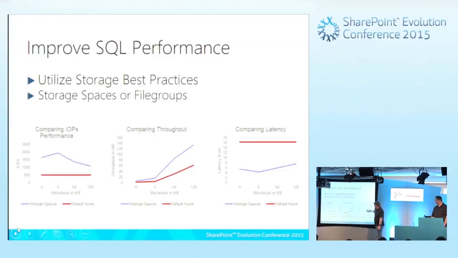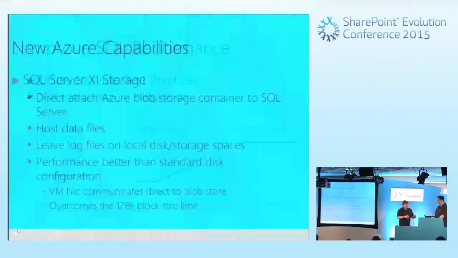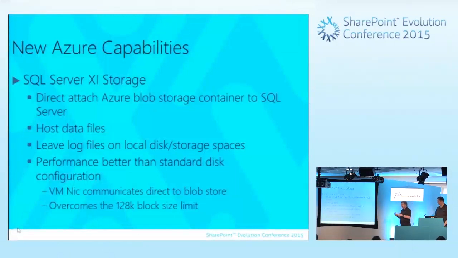Storage spaces and latency. Standard latency on an Azure disk is 16 milliseconds. Put a storage spaces array in, and I'm now down to 4 milliseconds. So just by moving my storage from direct attached to the machine to a storage space array, I can significantly improve what I want to do.